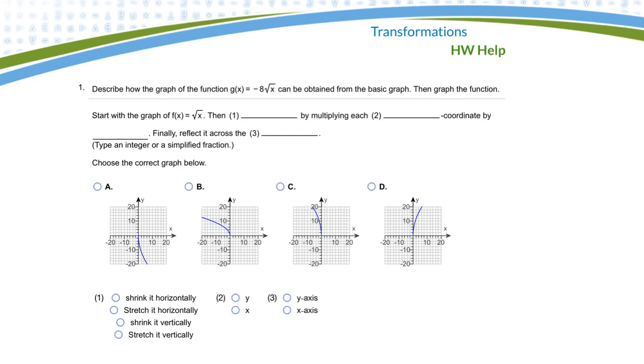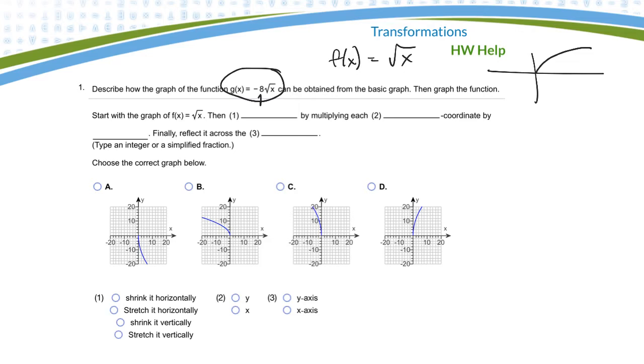Here's some homework help for the transformations section. First graph, describe how the graph of this can be obtained from the basic graph. So the basic graph would be just the square root of x. Now the square root of x graph, you can look at that online, or you can do that in Desmos if you want. It looks something like that.